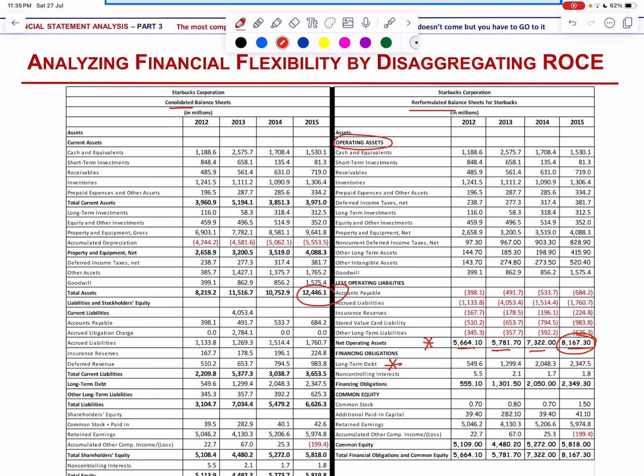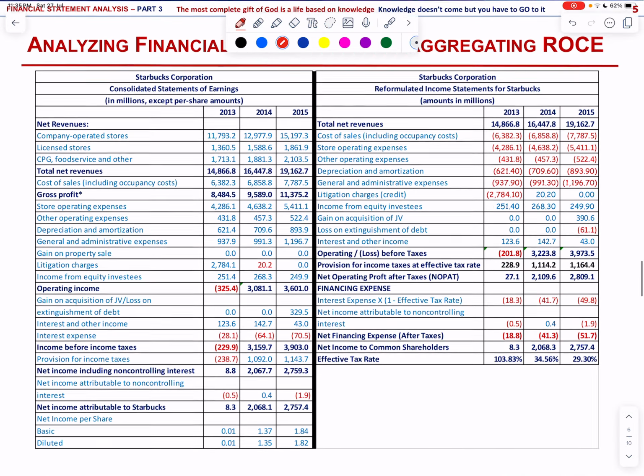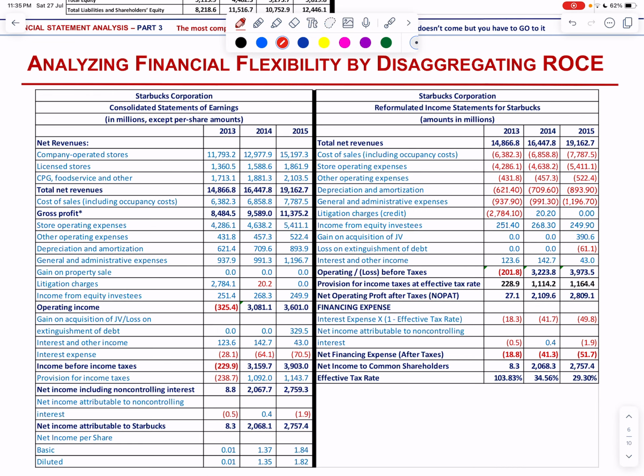Let us look into the income statement for Starbucks. Once again we have the consolidated statement and we have the reformulated income statement, and that shows that the costs over here are related to financing. These costs include interest expense and earnings attributable to non-controlling interest. So if Starbucks has preferred stock, preferred dividend would also be counted as financing cost. Everything else on the income statement is part of the operating profit.